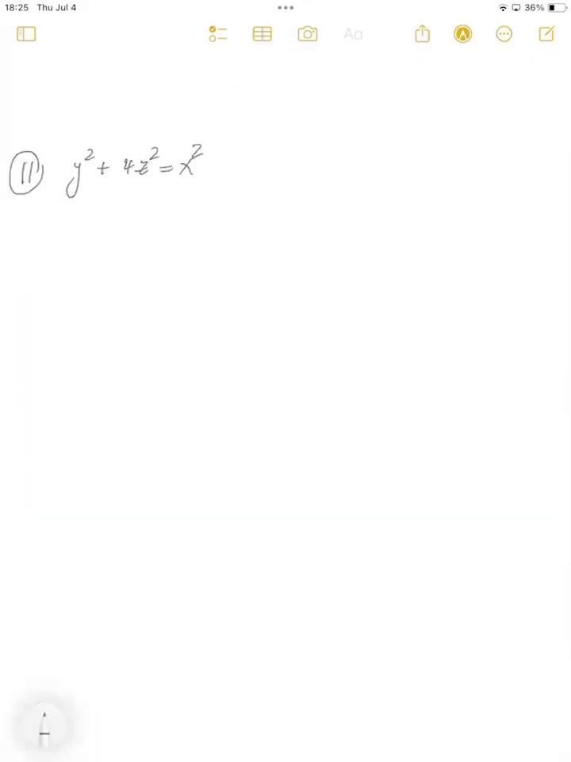So then the next problem says we have y squared plus 4z squared equals x squared. This is going to give you a cone. And you have to know where this cone is going to be located. Is the cone going to be along the z-axis, x-axis, or y-axis? So for this problem, what we are going to do is a tracing.